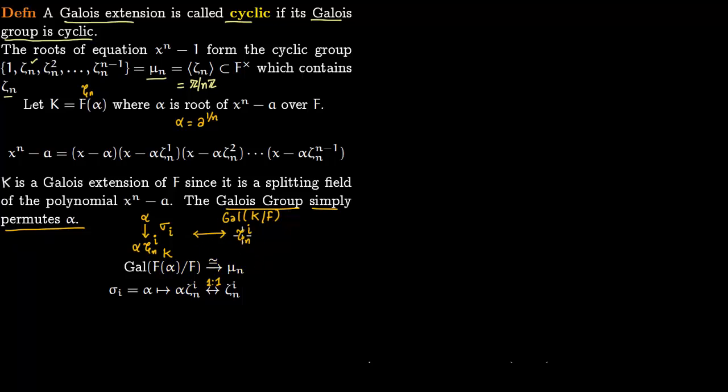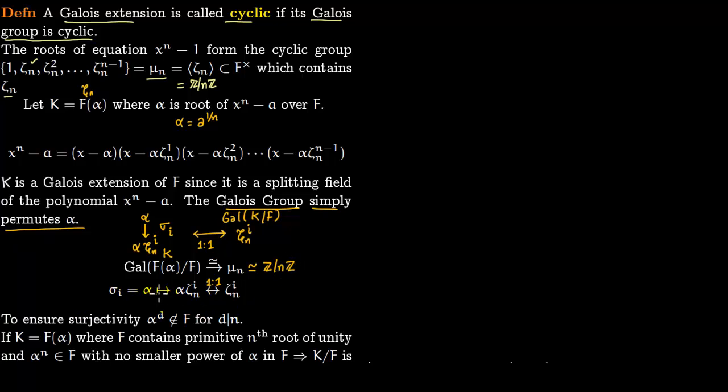The only thing you need to check is that this is a well-defined homomorphism, which you can check easily. This one-to-one correspondence will tell us that this Galois group is cyclic, because the group mu_n is cyclic, generated by a single element, and is obviously isomorphic to Z over nZ. Injectivity is clear; the thing to worry about is surjectivity. So we don't want alpha to the power of d to lie in F for some d less than n.